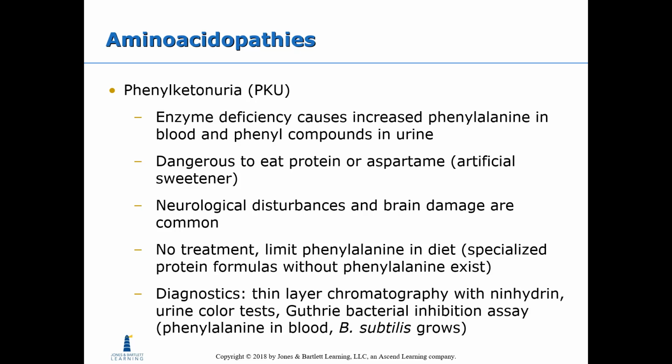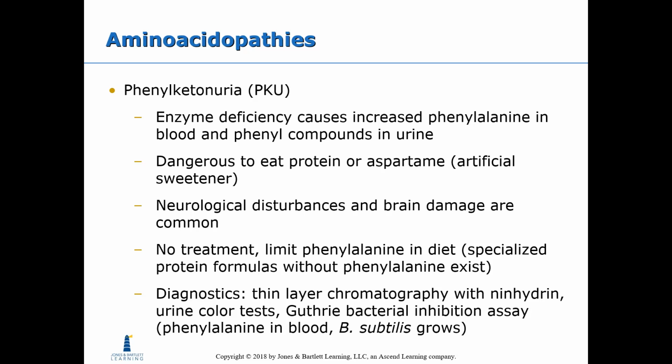This is diagnosed using thin layer chromatography with ninhydrin. There's also a urine color test and the Guthrie bacterial inhibition assay. Basically with this assay, we're going to plate some Bacillus subtilis, some B sub, onto a plate of specialized medium. Then we're going to take a drop of the patient's blood on a filter paper disc, let it dry, put that filter paper disc on top of the surface of the bacteria, and allow it to incubate.